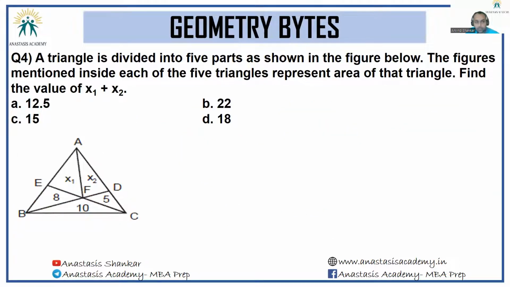Next one, a triangle is divided into 5 parts as shown in the figure below. The figures mentioned inside each of the 5 triangles represent the area of that triangle. Find the value of x1 plus x2. This is a fairly popular question.